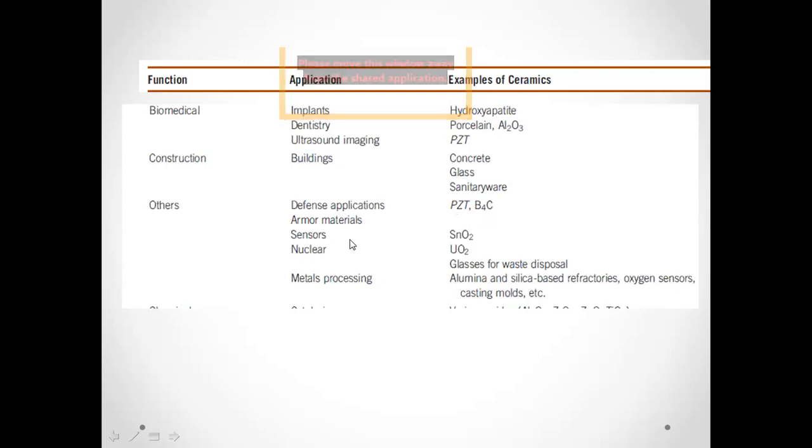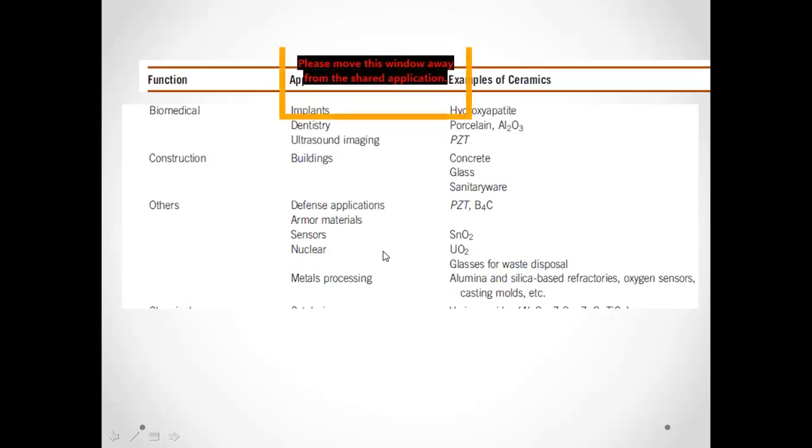And then for sensor application, tin oxide ceramic is widely used. It is also used for nuclear application, uranium oxide. So these are the applications widely used in ceramics. In the case of ceramics, you should know the definition of ceramics, how they are classified in general, and as per the materials, whether they are oxides, chlorides, metals, or metalloids, and then what the applications are.